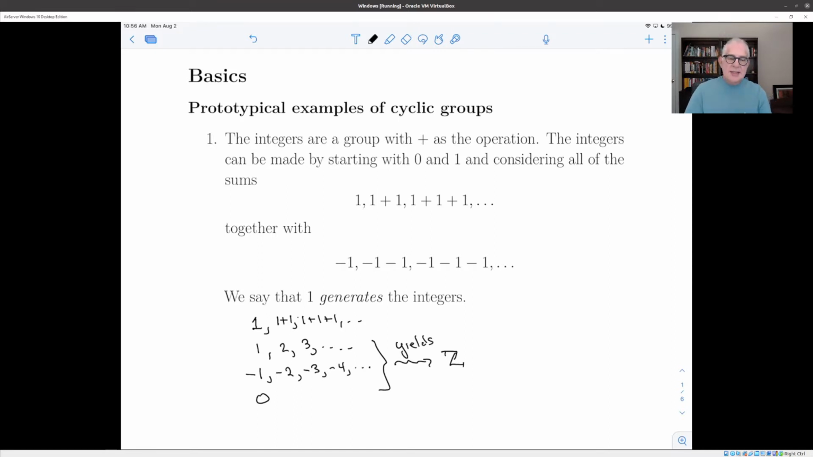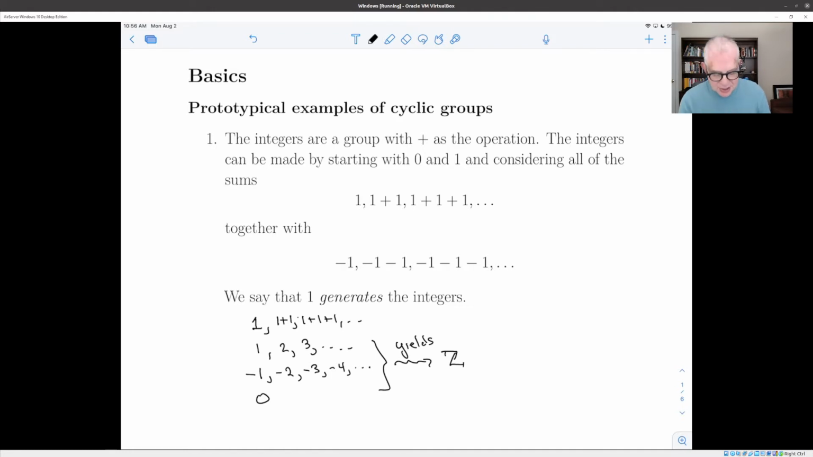So in some sense, if you have a group with the integers and you start with 1, everything else in the group of integers can be made out of 1, either by adding 1 to itself or taking the additive inverse of 1 or adding positive and negative integers together. And so in this situation, we say that the number 1 generates the group of integers.